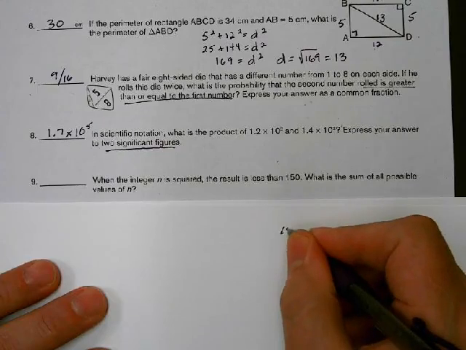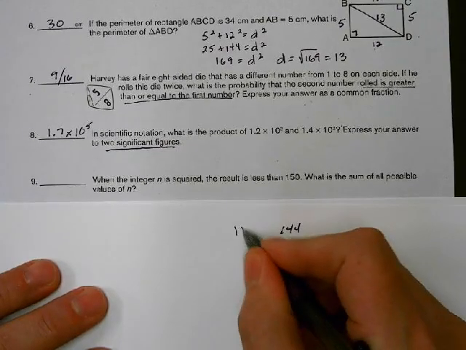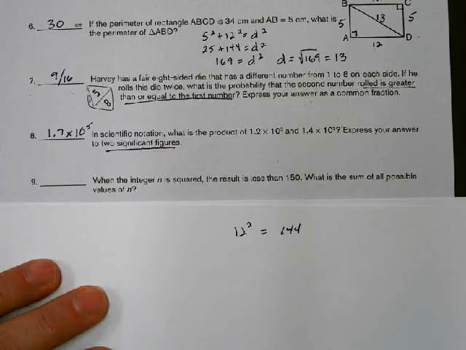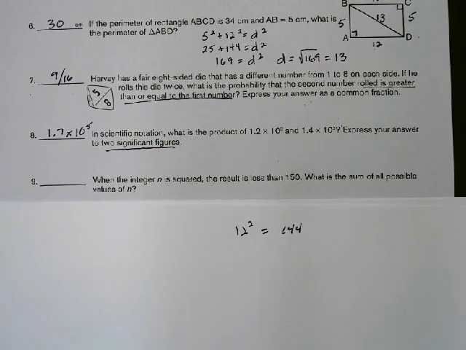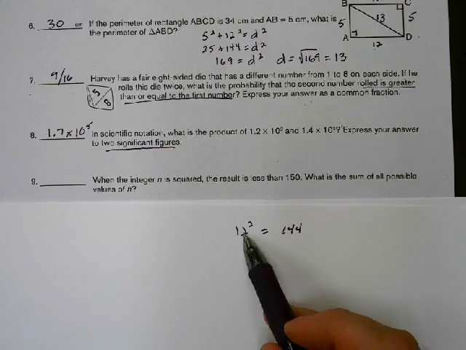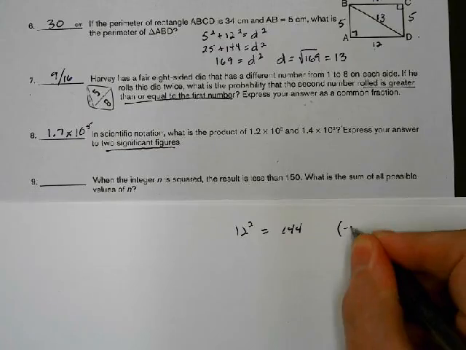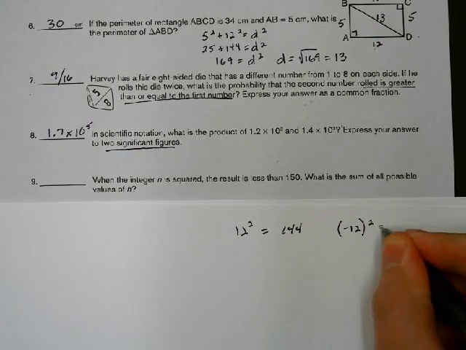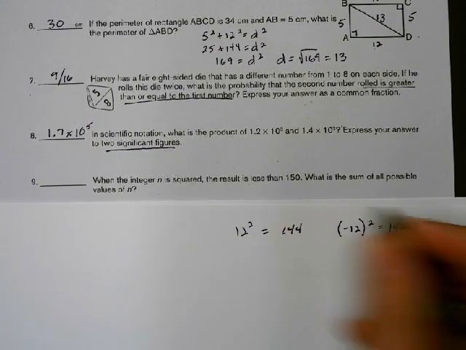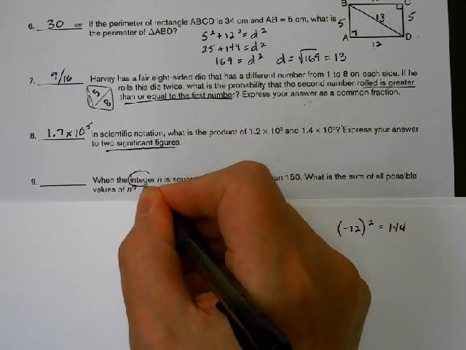So 12 squared would be 144. So 12 squared works, 10 squared works, 11 squared works, 9 squared works, 8 squared works. And you go, okay, it's all the numbers from 1 to 12. I'm going to just add up all those numbers. But you have to remember, there is more than one way to square a number and get 144, because you can also square negative 12 and get 144. When it says integers, remember integers can be both positive and negative.